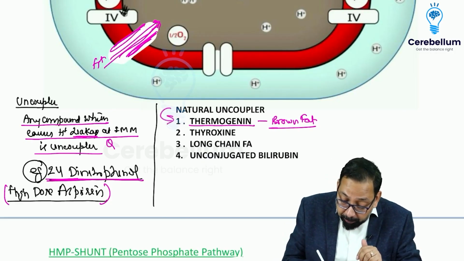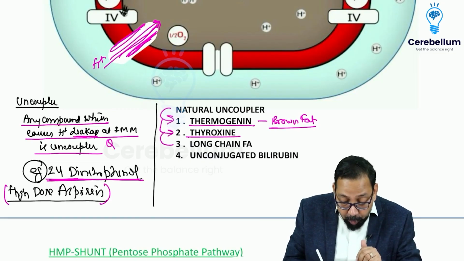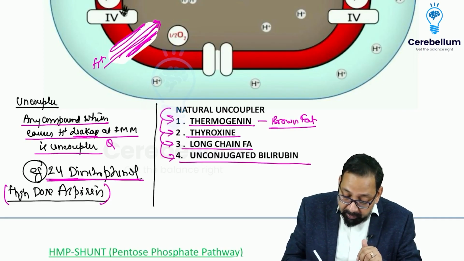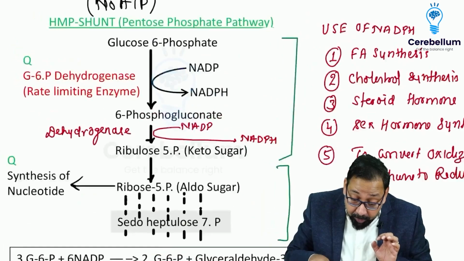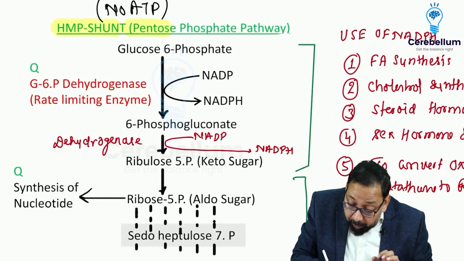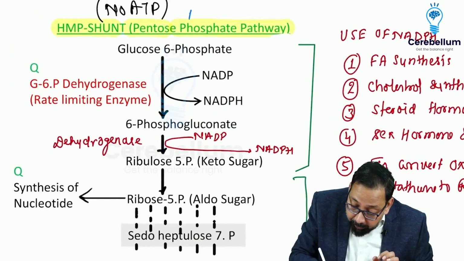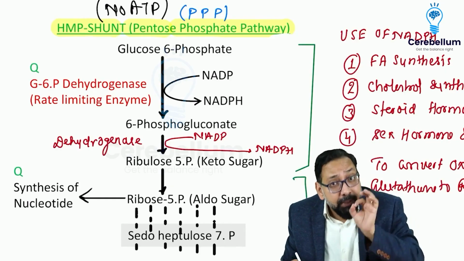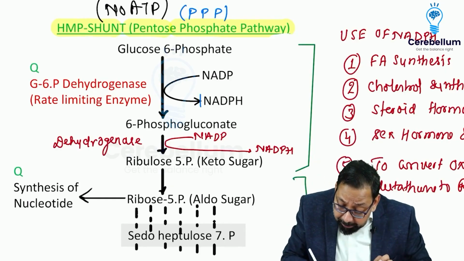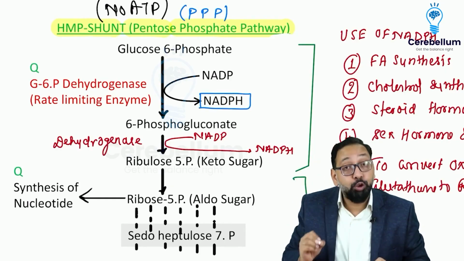Other natural uncouplers are thyroxine, long chain fatty acid, and unconjugated bilirubin, common examples of natural uncouplers. Now we come to HMP shunt or pentose phosphate pathway, PPP. What is the function of HMP shunt? HMP shunt produces NADPH and pentose sugar.